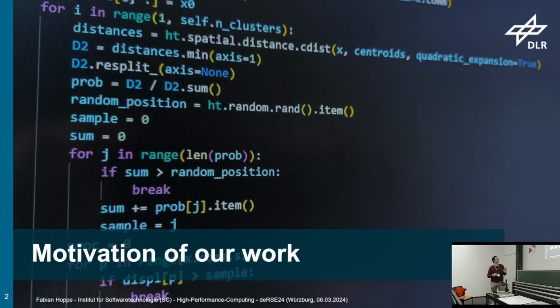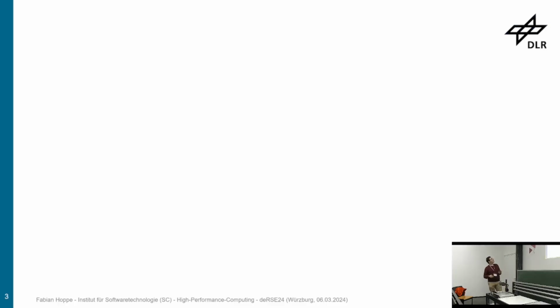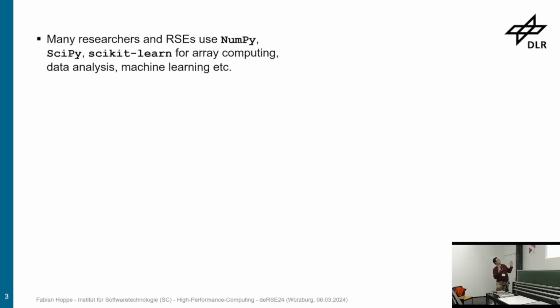So in very short, the first idea is many researchers and research software engineers use NumPy or SciPy or scikit-learn for array computations, for data analysis, and for machine learning. And I would really want to stress that these libraries are great. They are really great, and there's no doubt about this. But in some situations, there might be some problems.